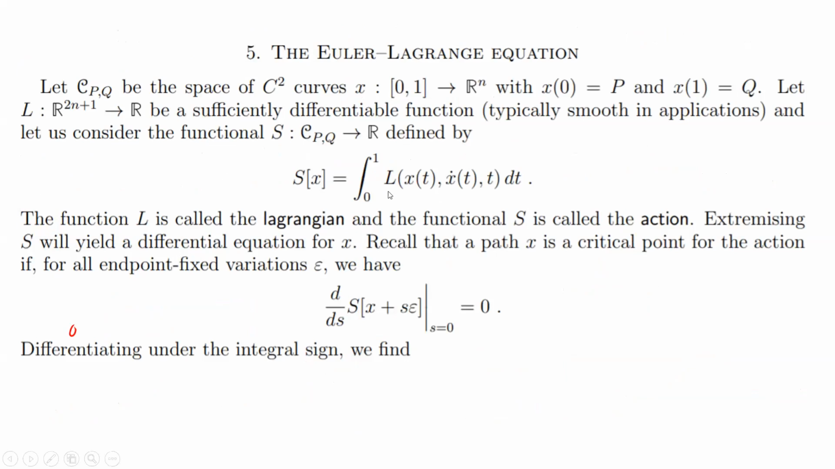And then we have some function L, and we want to do something to that function L. And that function L is going to depend on the position. It's going to depend on how fast the position is changing, and it's going to depend on the moment in time. And then we look at this integral, and we want to find what is the choice of curve x that will minimize or maximize this.